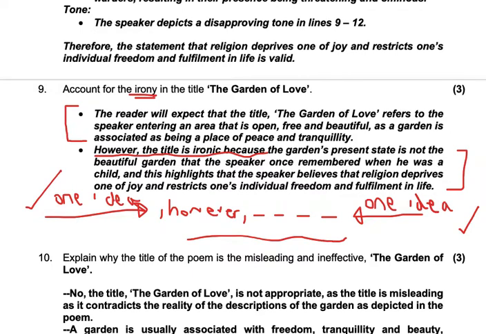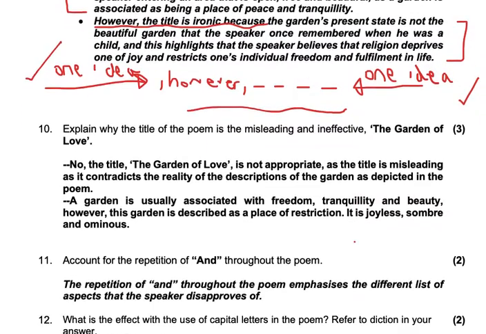The reader will expect that the title, The Garden of Love, refers to the speaker entering an area that is open, free, and beautiful, as a garden is associated with being a place of peace and tranquility. However, this title is ironic because, right? The question is asking us to account for the irony. However, this title is ironic because the garden's present state is not the beautiful garden that the speaker once remembered when he was a child, and this highlights that the speaker believes that religion deprives one of joy and restricts one's individual freedom and fulfillment in life. So, guys, it's again that same idea being repeated.